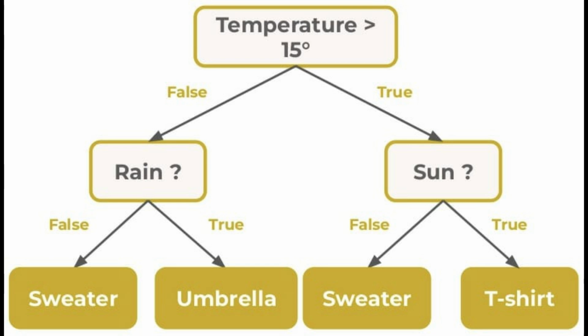Basic AI with Springboot. Decision tree is a structured way of making predictions based on various factors.